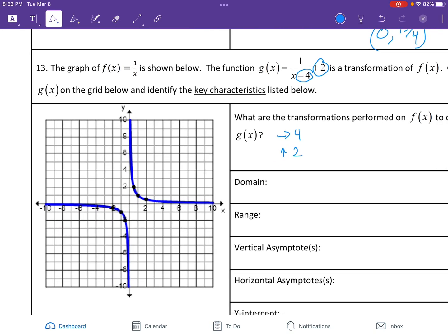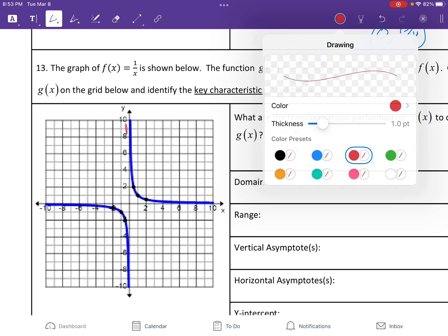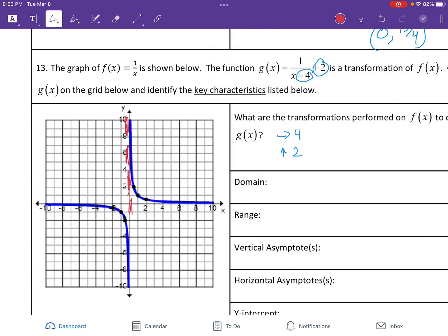Again, we have our graph. I'm going to make it the same thing. So our asymptotes are here on the x and y axis to start with. And we're looking for how they were transformed. So we're moving the vertical asymptote by 4 to the right, so it's going to be right here. And the horizontal asymptote up by 2.